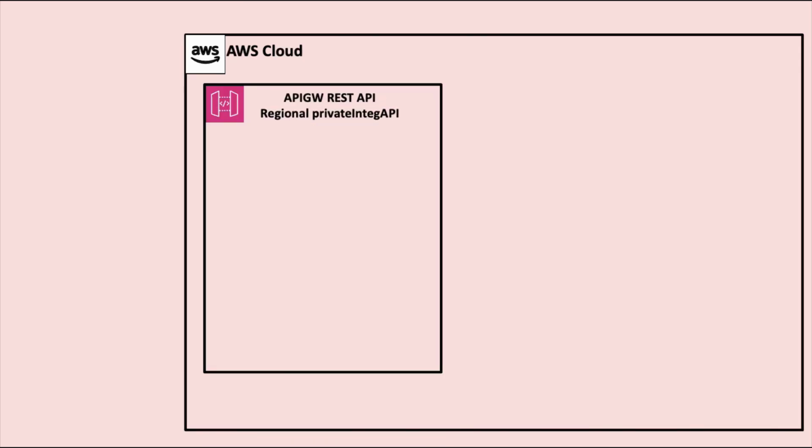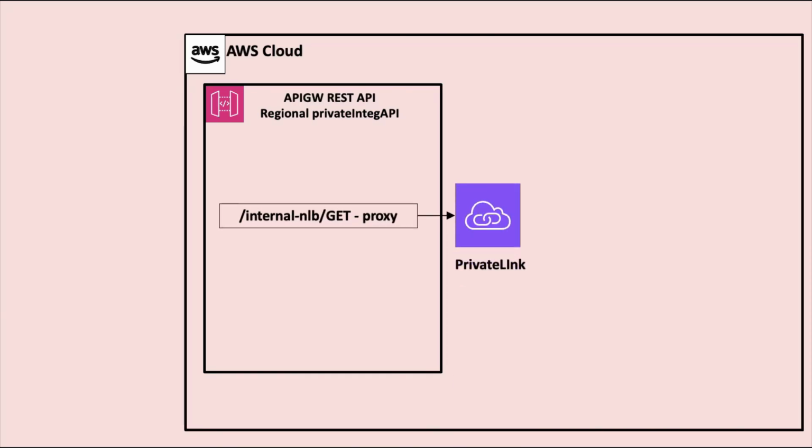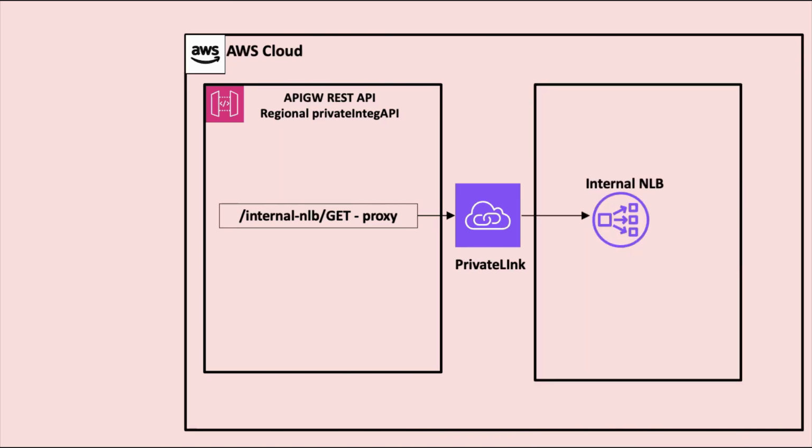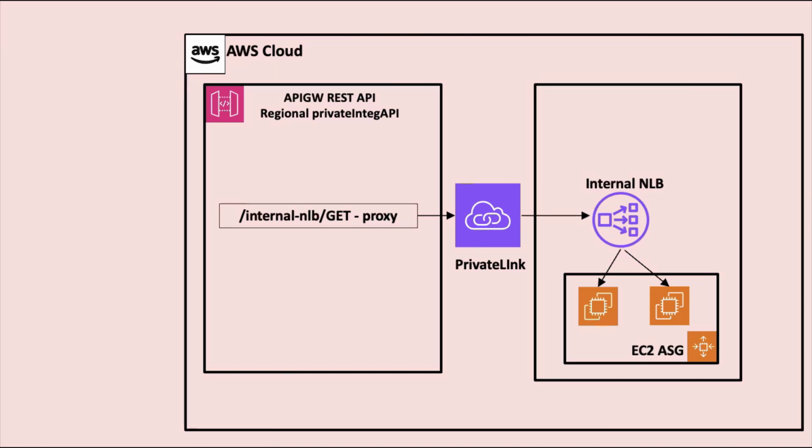So we have one REST API called Private Integration API. It's of type regional, and we have defined one resource internal-NLB, and there is only one method called get. We create a VPC link private link resource, which is part of the API gateway, and then this is connected to the internal network load balancer. This internal network load balancer is part of the customer account, and the EC2 machines are running the Nginx web server in an auto scaling group, and they are part of the target group which is behind the load balancer.